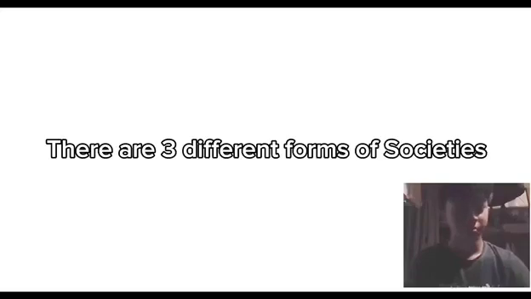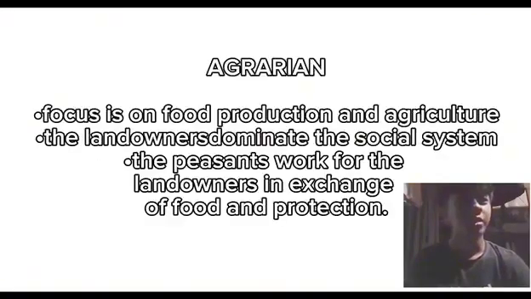Let me summarize our report about different forms of societies. As my member said, there are three different forms of societies. The first one is the agrarian. Agrarian is focused on food production and agriculture, and the landowners dominate the social system. And lastly, the peasants work for the landowners in exchange for food and production.